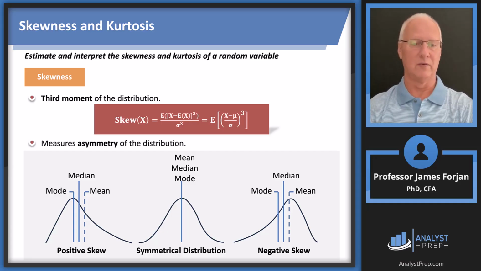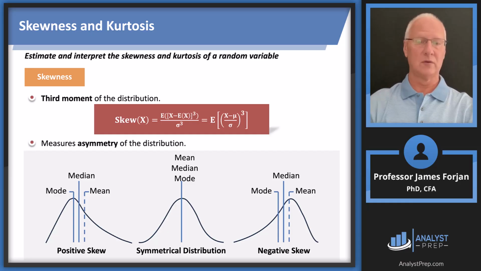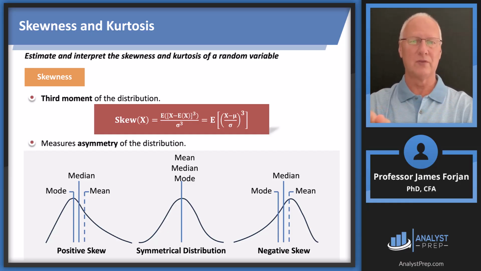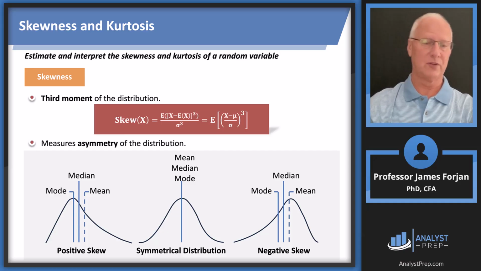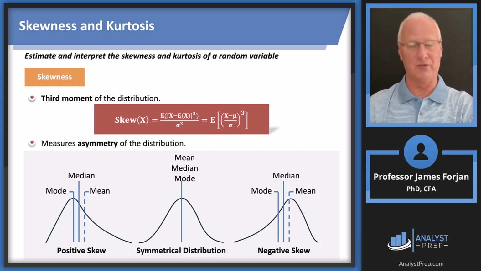So this is a good way to remember whether there's positive or negative skewness. And so think about what this means. Estimate and interpret skewness and kurtosis. I'll show you how to do that in just a second. But I think the better exam question is to interpret. So when we have positive skewness, what does that mean? That means that we've got more positive numbers out there.